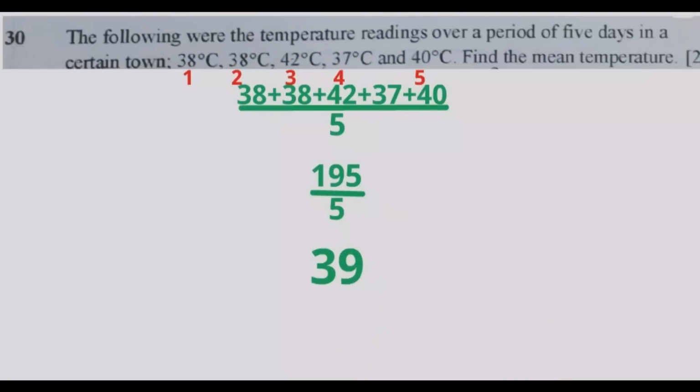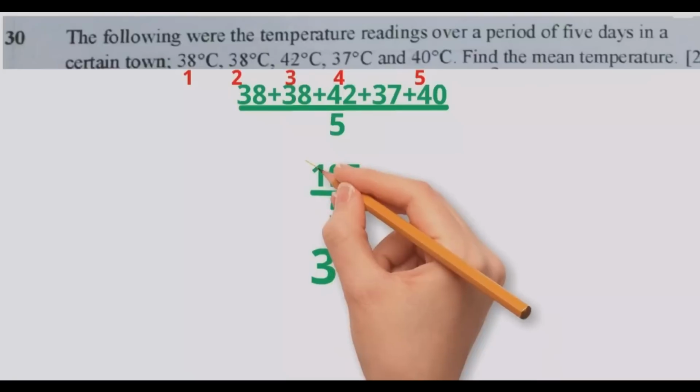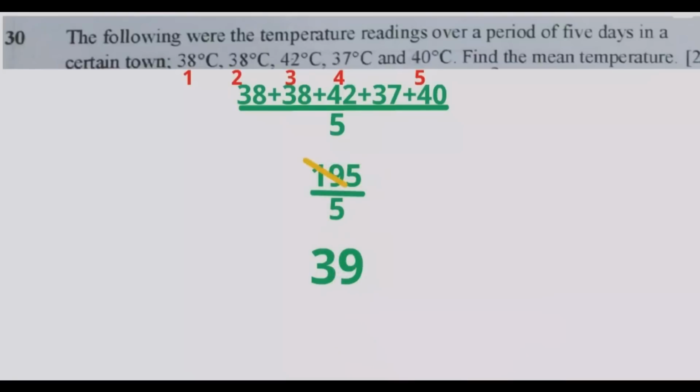To demonstrate how to divide, you can say 5 into 19 will go 3 times, remainder 4. Then 5 into 4, it can't. So we carry the 4 to the 5, and it becomes 45. 5 into 45 will go 9 times, so that is 39 degrees. That's how we have come up with 39 degrees. Basically, that's how you find the mean.